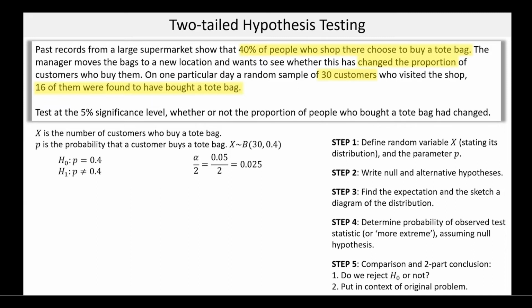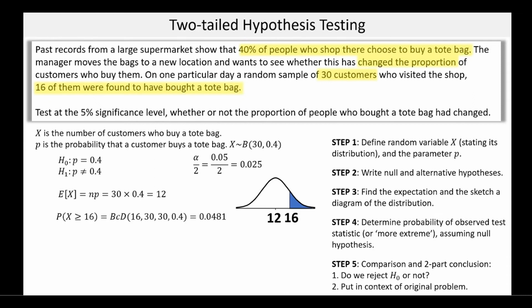Back to familiar territory, we're going to calculate the expectation. In this case, it's 12. We can put that onto our diagram, and we know that we saw 16 customers on this occasion buy the bag. So we can put the 16 on the diagram, and we're looking for this region off to the right-hand side. What is the probability of this blue shaded area? That's going to be our p-value. That's the value we're going to make a comparison with. So into our calculators, we're going to check for the probability X is greater than or equal to 16, and this is 0.0481. We're making the comparison with 2.5%.